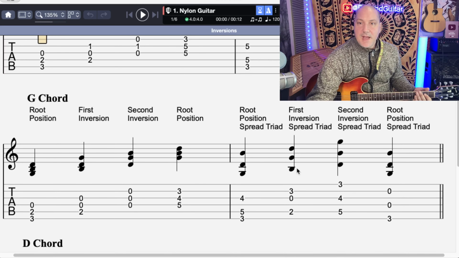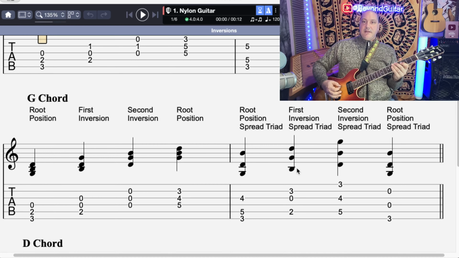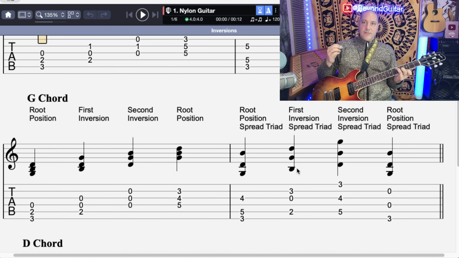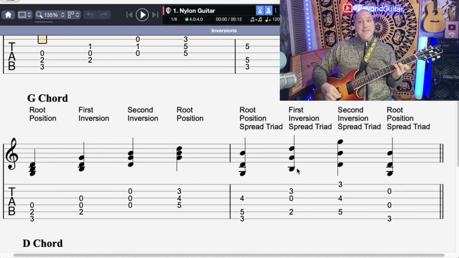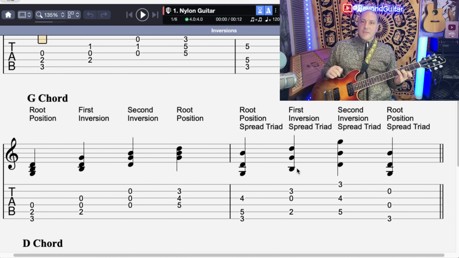Keep going. Next one. Second inversion, spread triad, 5/4/3. What do we got? That's a D. That's a B. And that's a G. Hey, the root note's at the top. The fifth is at the bottom. We got the fifth at the bottom, the third in the middle, and the root at the top. It's a second inversion chord because the fifth is at the bottom.